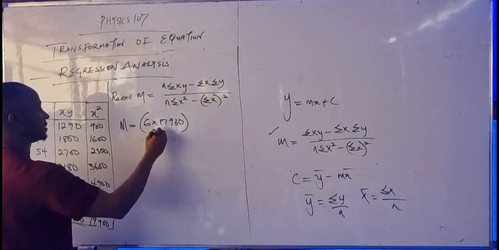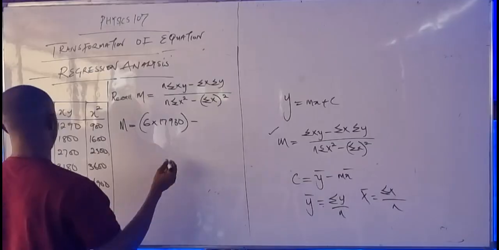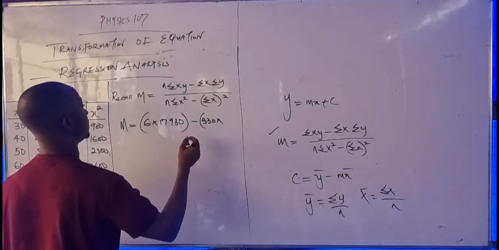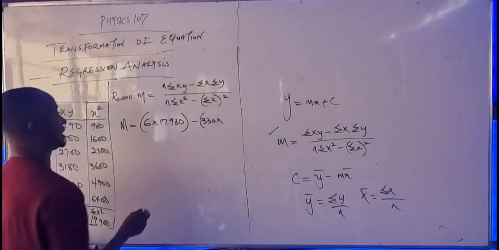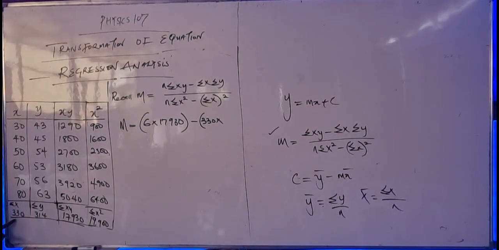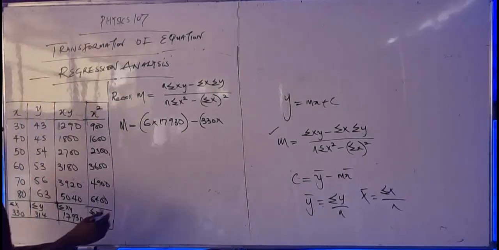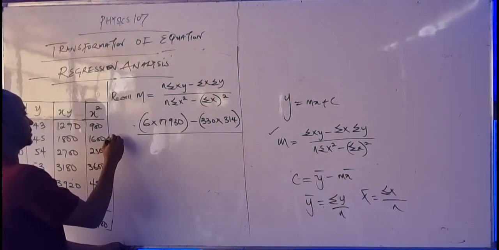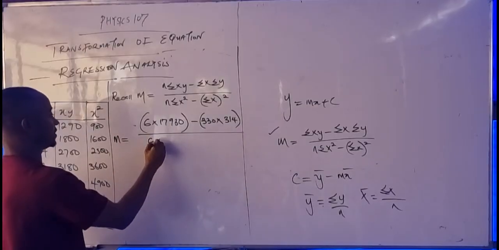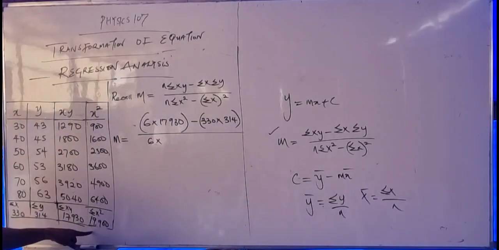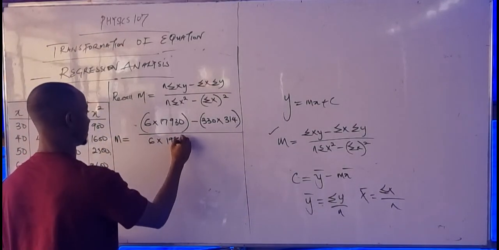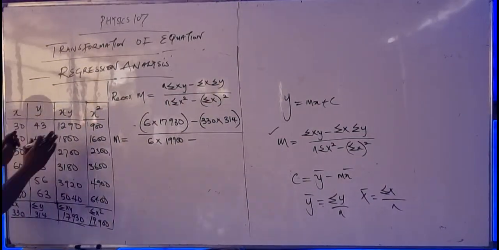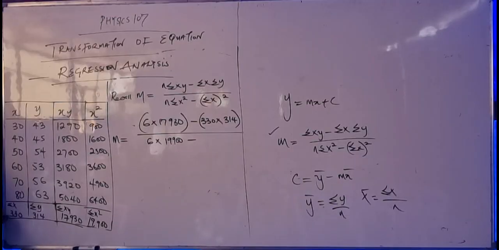17930, right? Minus sum of y, what is it there? 330, right? Times what? Sum of x is 330. Times 314. So times 314, all divided by what? 6 times what? Sum of x squared, 19900, minus the sum of x all squared, meaning the sum of this x, 330, then square it.